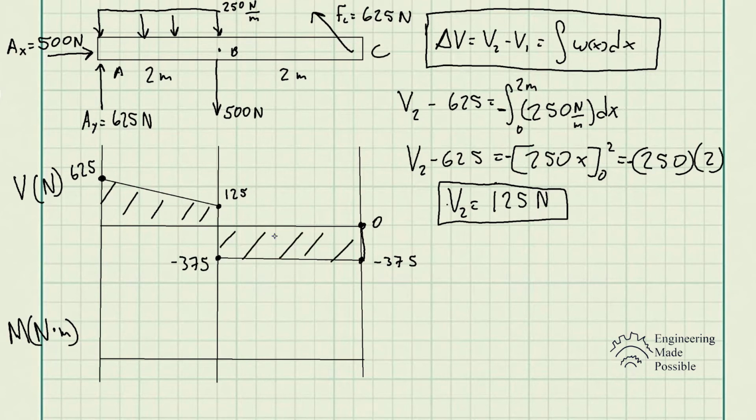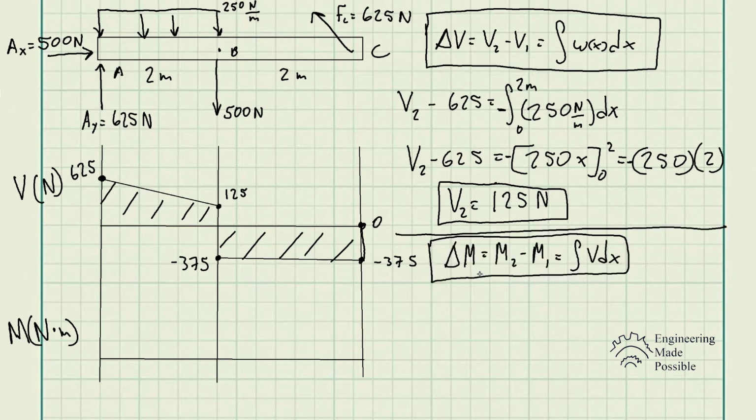So this is our shear diagram. Now we're going to go ahead and do the moment diagram, which we're going to do using that relationship that we had, which is the change in moment, M2 minus M1, is equal to the integral of the shear with respect to x. In other words, the integral of the shear force with respect to dx is the area under this shear diagram that we just did. So the change in moment is equivalent to the area under these curves here.